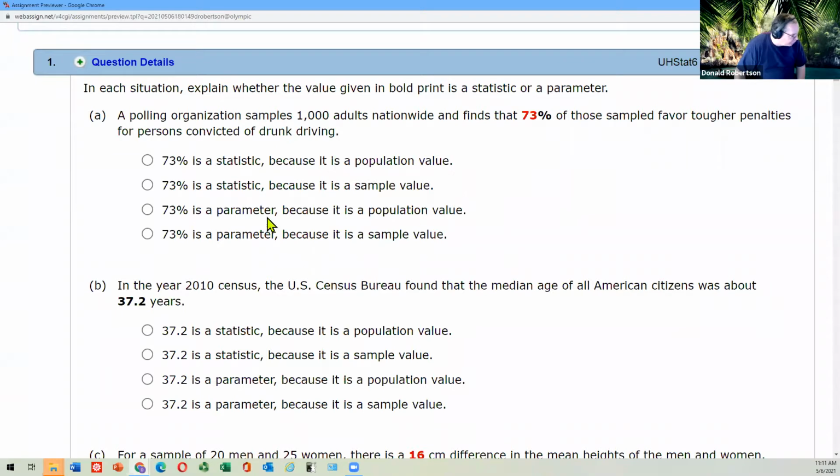So just by looking at these choices, without even looking at the question, right? Isn't that one always going to be wrong? And the reason it's always going to be wrong is if you're a statistic, you can't be a population number, right? And in the same vein, won't that last one always be wrong? Right. So in this story then, of 1,000 adults, 73% thought that you should increase the penalties for drunk driving. That is clearly a sample grade, so it's a statistic. And that's pretty much it.